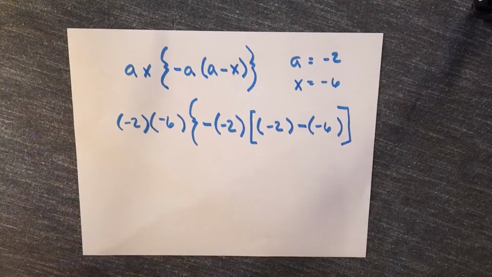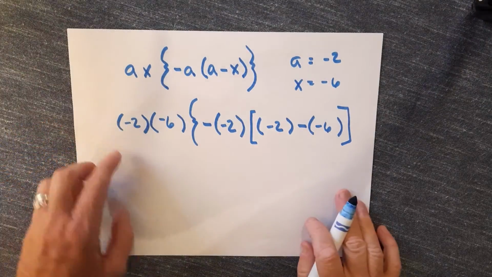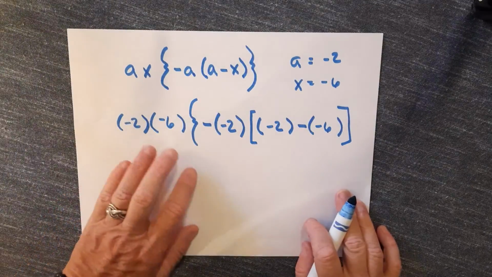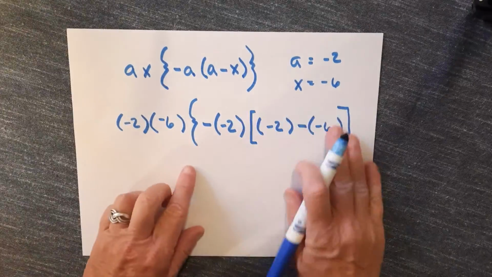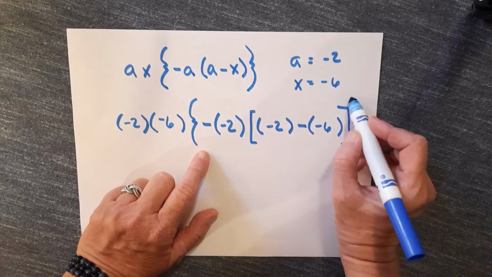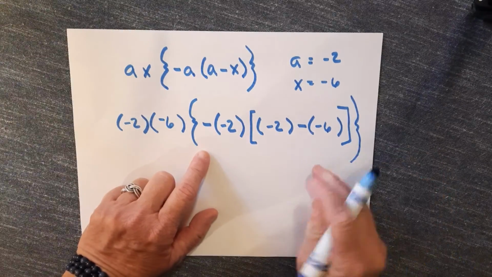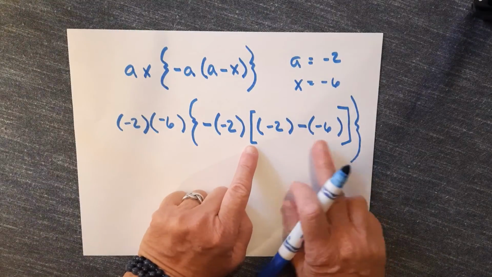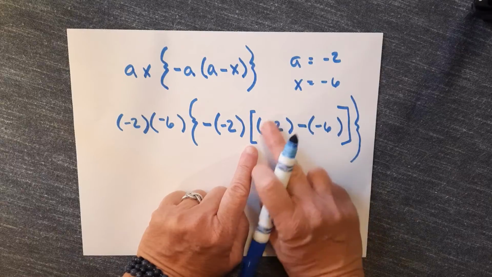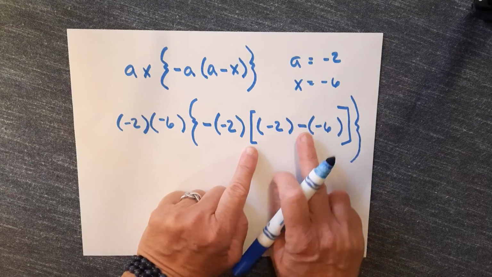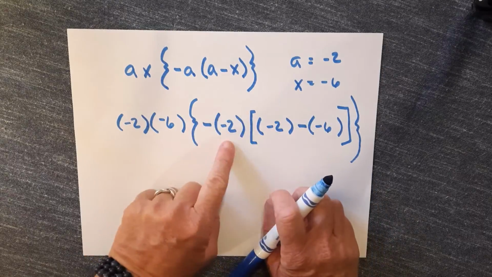Now we're ready to go. As long as you keep your parentheses straight, you'll be just fine. So we're going to do what's inside of parentheses first. We have, I forgot to put this one in. We have this one right here. We have to do this first, and then this part is going to be multiplied by this part.